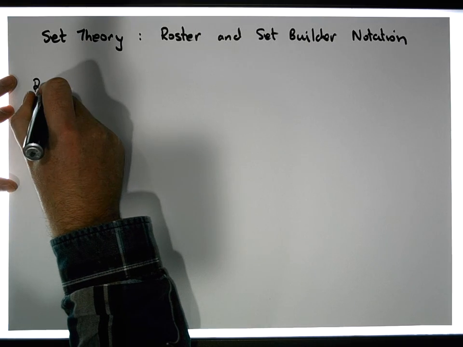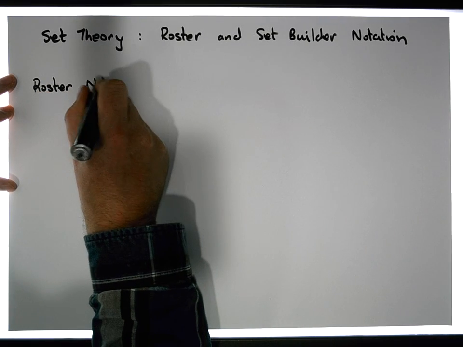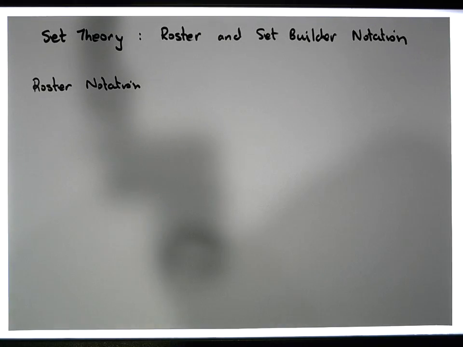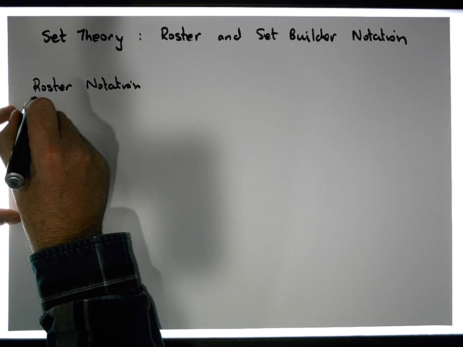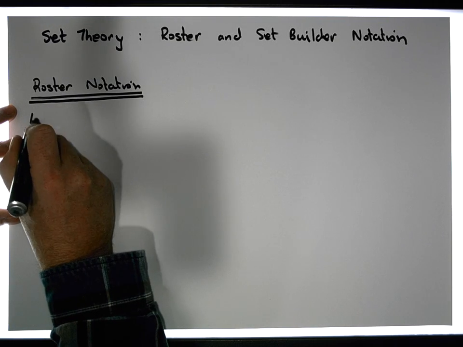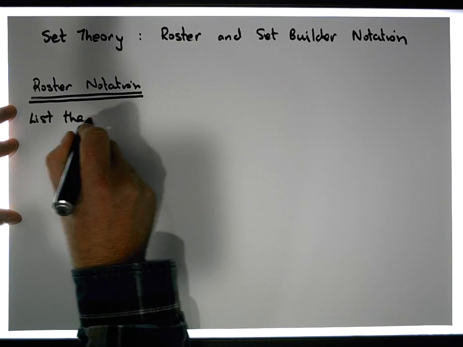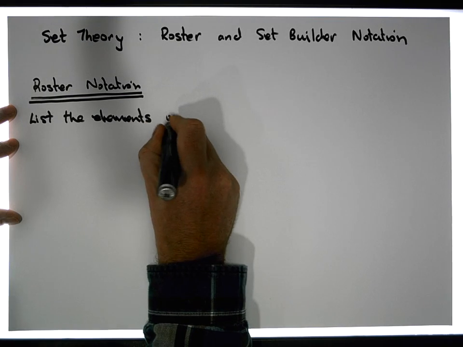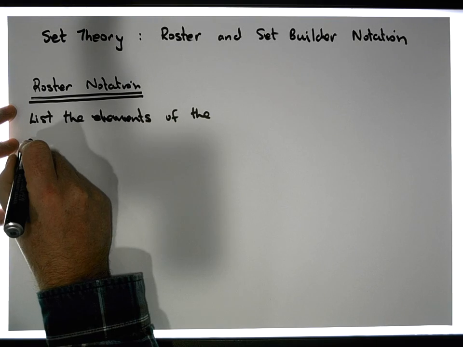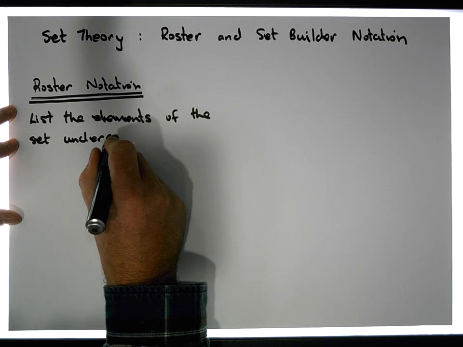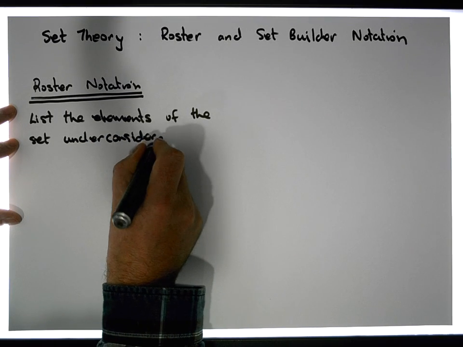Roster notation is where we list the contents of our set. In relation to roster notation, what we actually do is list the elements. That's probably the best thing to say rather than the contents. We list the elements of the set under consideration. Under consideration. That should be two words there.